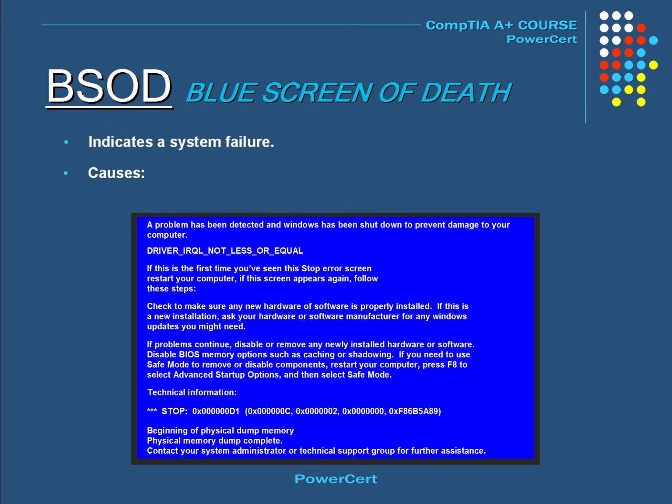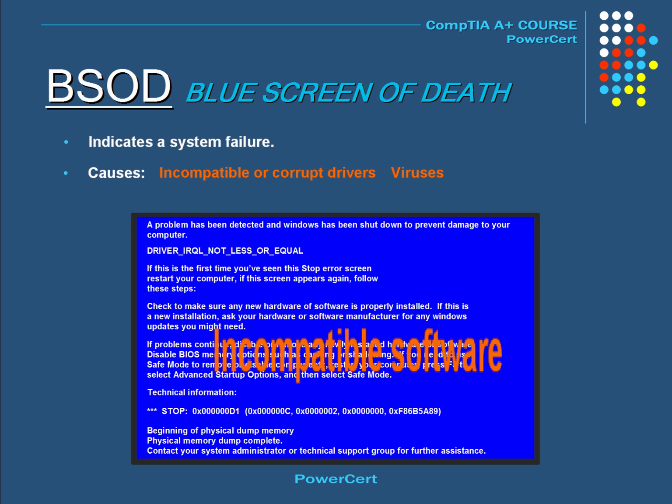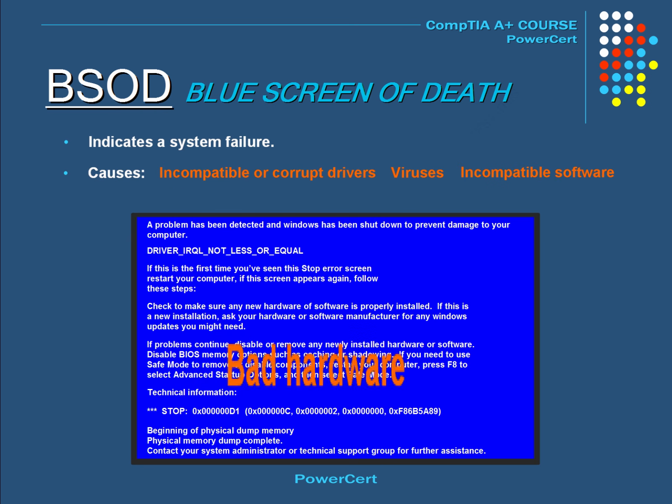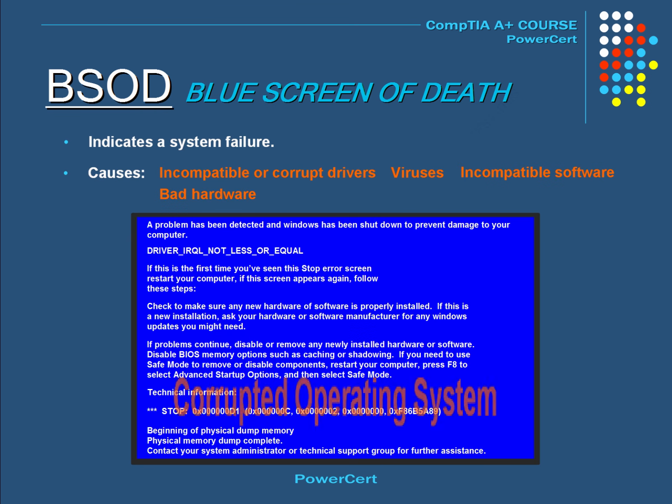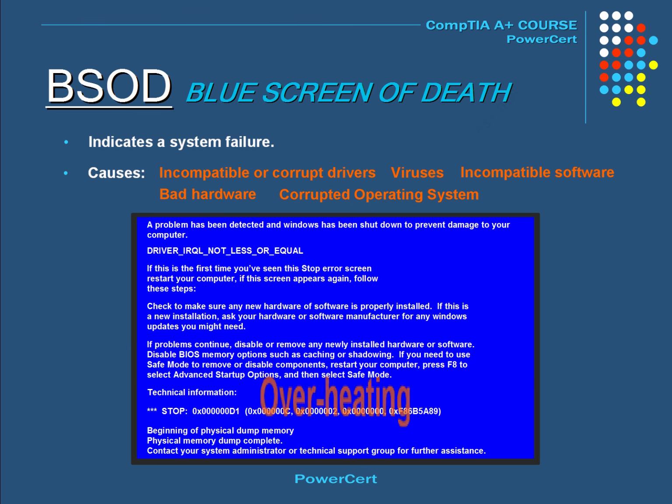A blue screen of death indicates a system failure, and it can be caused for a lot of reasons, such as incompatible or corrupt drivers, viruses, incompatible software, bad hardware such as RAM, hard drives, and PC cards, a corrupted operating system, or even overheating. When the blue screen of death error is displayed, it shows you information to help you diagnose what is causing it so you can fix the problem.